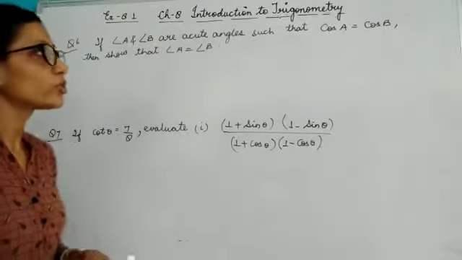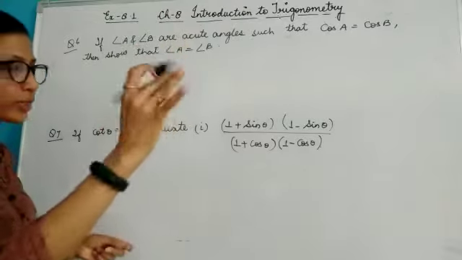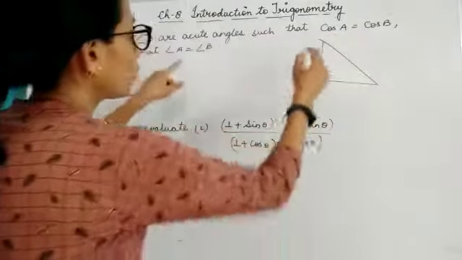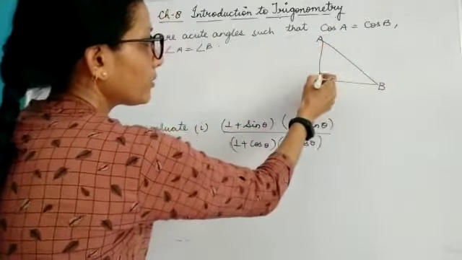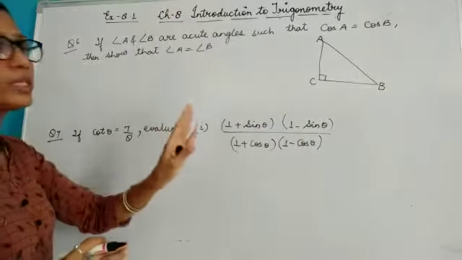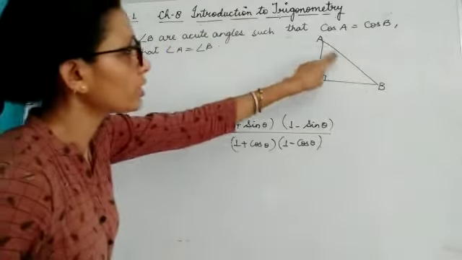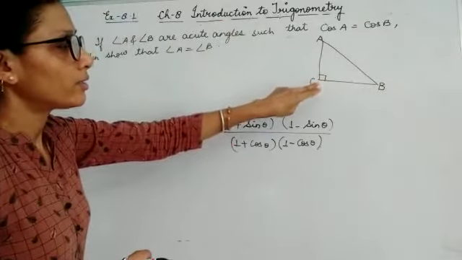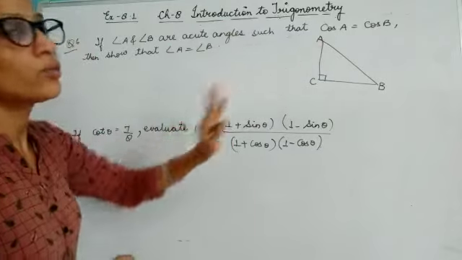Let's solve this question, children. Here it is given, if angle A and B are acute angles, that means your A is an acute angle and B is an acute angle. That means it is right angled at C. First of all, we need to frame the diagram. A and B are acute angles, that means less than 90. So these are the two angles which are less than 90. That means it is a triangle right angled at C, such that cos A equal to cos B.